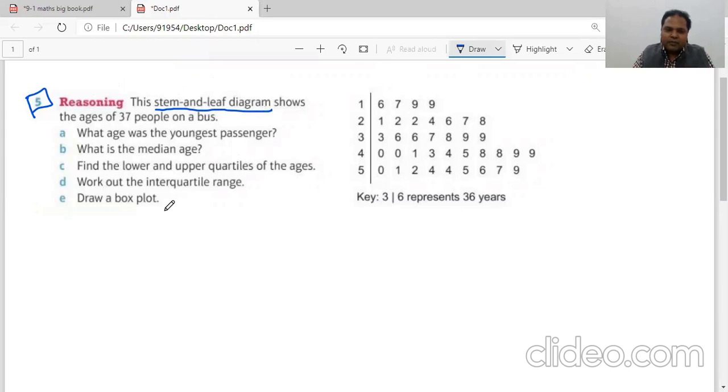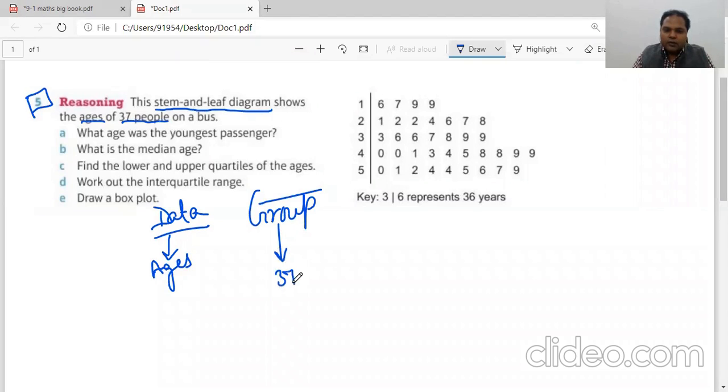A stem and leaf diagram is basically a depiction of the data of a particular group. If we take the help of this particular question, let's see what we mean by a group. Here, 37 people is basically a group. And what do we have as data? The ages of these 37 people is the data. So we have ages, and the group is 37 people.